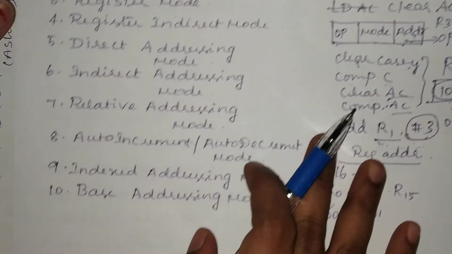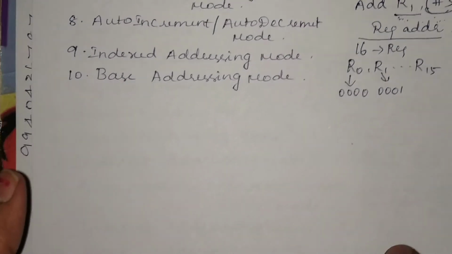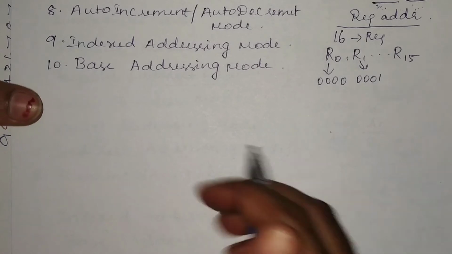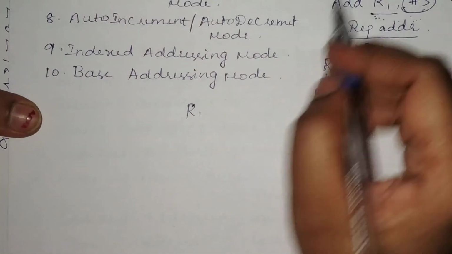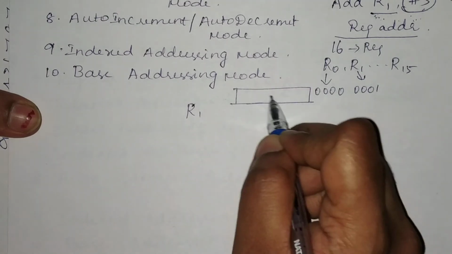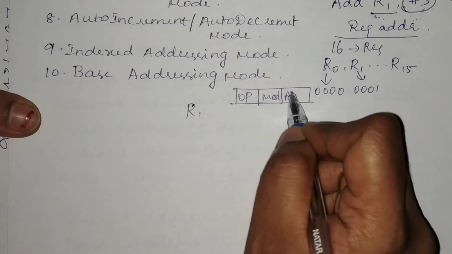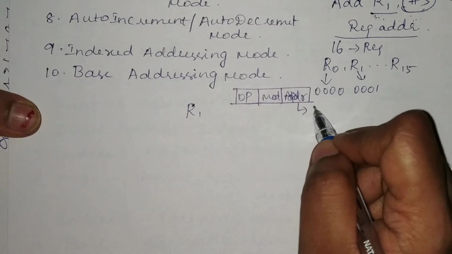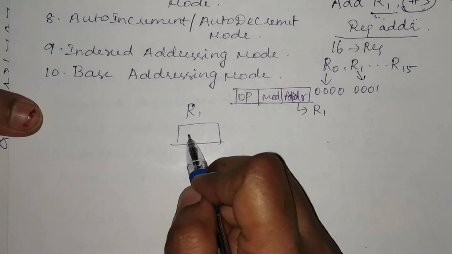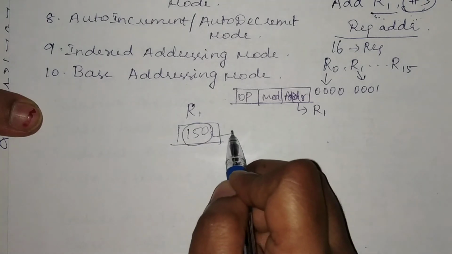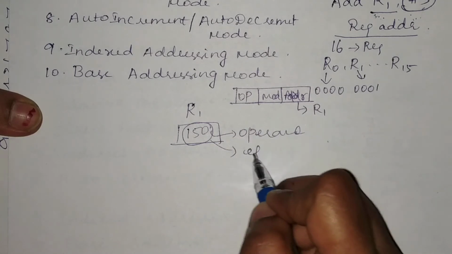And next one is register indirect. Let us see how these instructions will be executed. So here we will be having the register, for example R1, in the address part of the instruction. So this is opcode, this one is mode, and this one is address. If you mention that it is R1, then whatever the value you have in R1 will not be the operand. Instead of operand, this is nothing but the effective address.